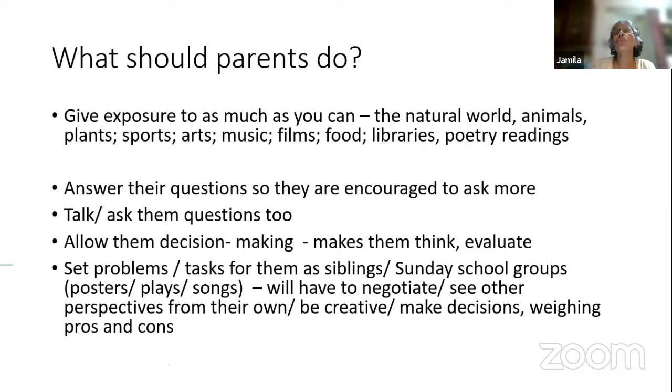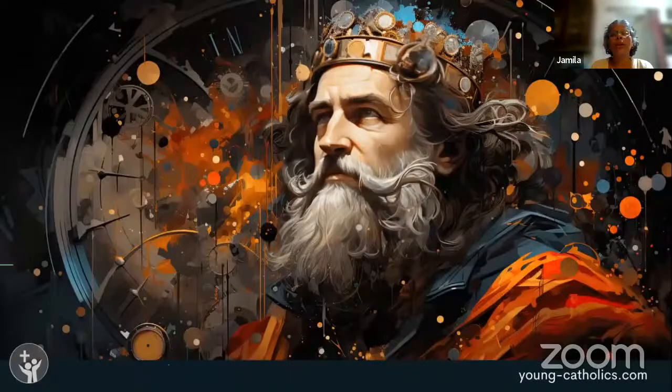So you can ask the children to draw a poster for a relative who's coming home. You can ask them to put up a song together. You can encourage them to do a little skit about something like that. Children love doing all that. So you can just encourage this kind of joint tasks, which they can do together.